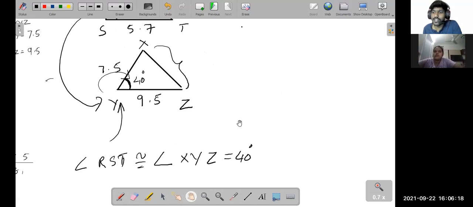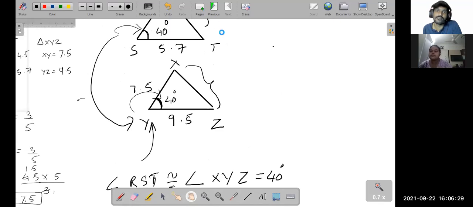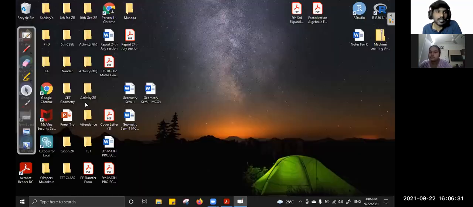This is always done. Also, you have not written point X. Where is point X in the second triangle? Oh, yeah. Okay. Okay, now we'll do that other one.